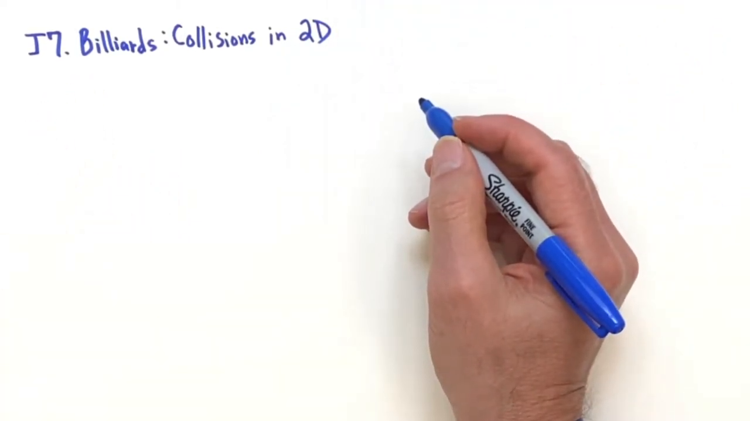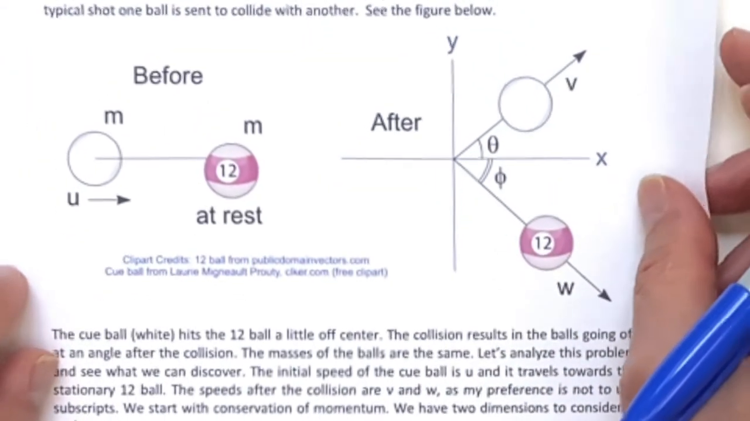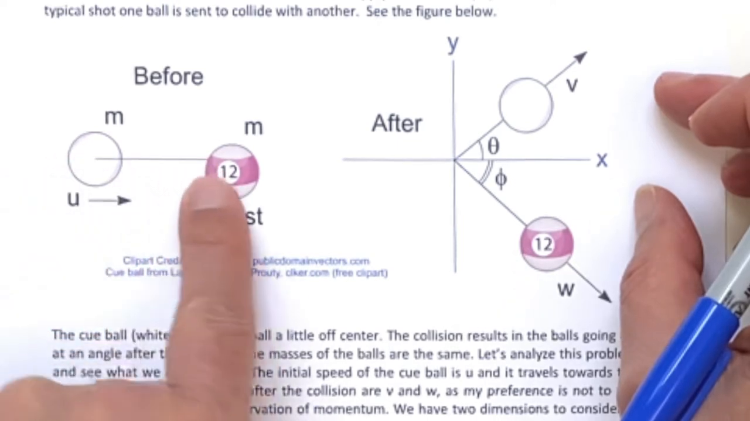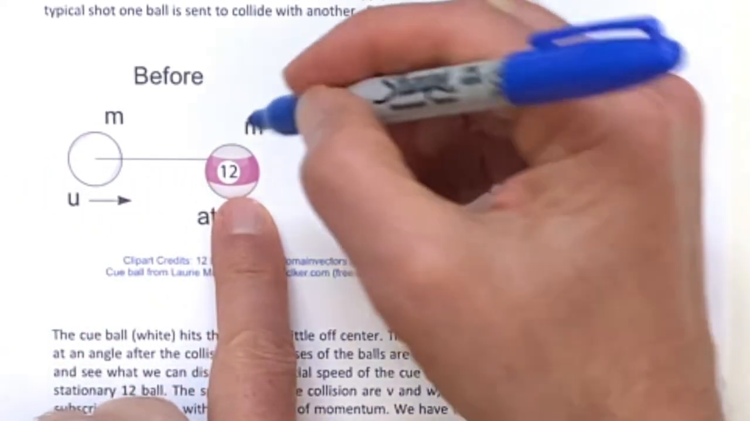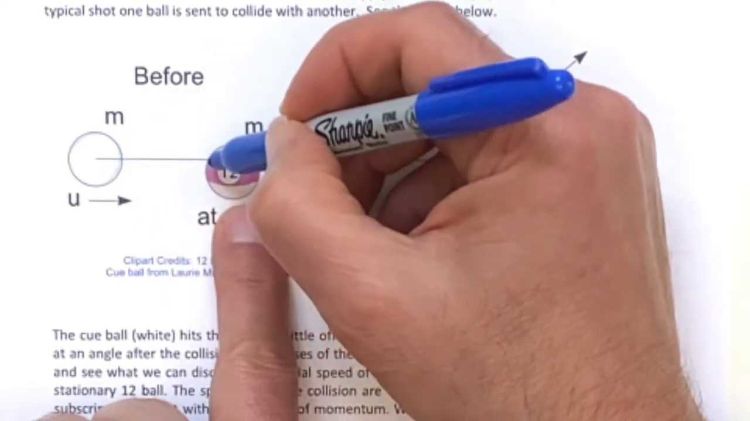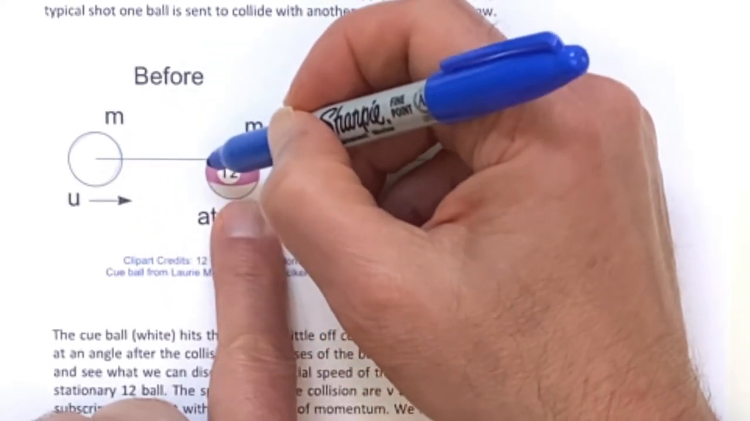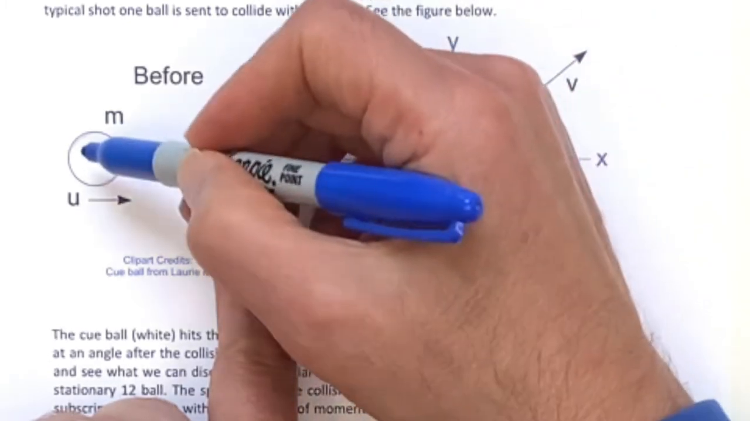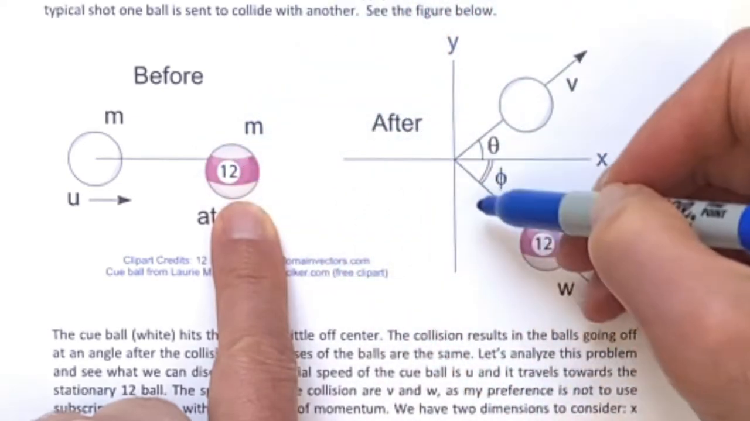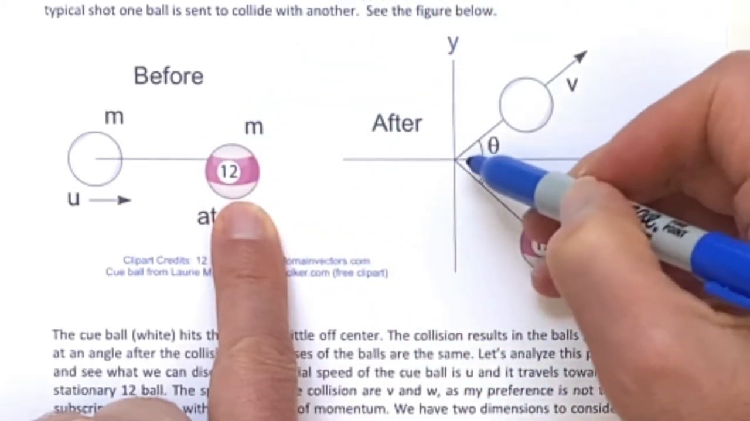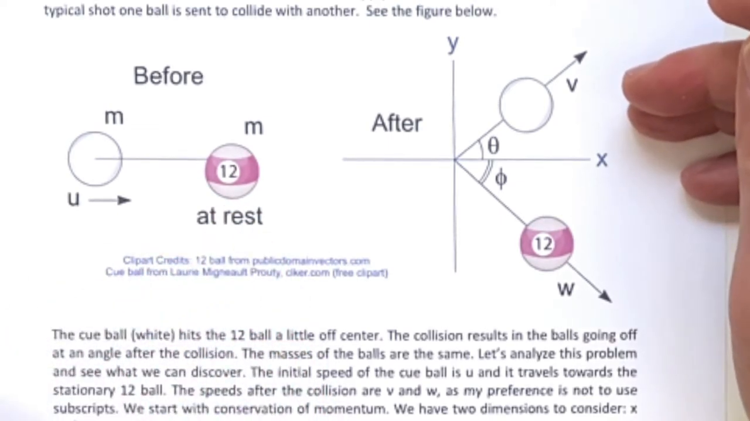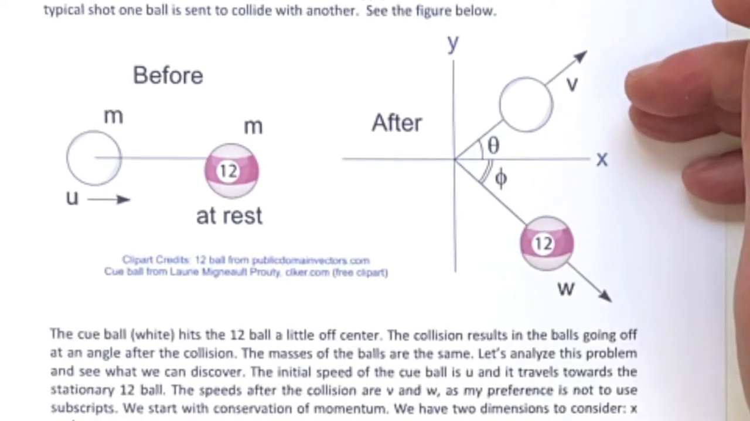So we're going to look at a pool ball, the cue ball, moving to hit another ball. And here the hit's going to take place a little bit off center, which is going to cause one ball to go down and the other ball to go up. So we're going to hit this near the top, sending the 12 ball down and the cue ball is going to go up. It's a two-dimensional problem, and we'd like to see what we can get out of this problem in terms of the physics of pool.